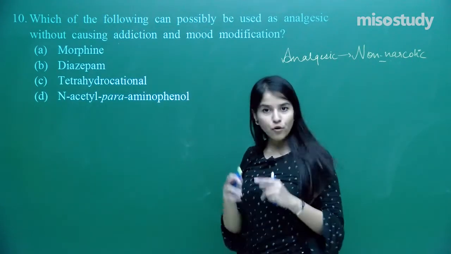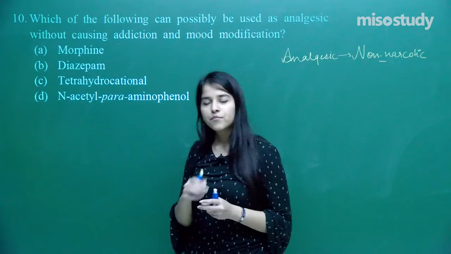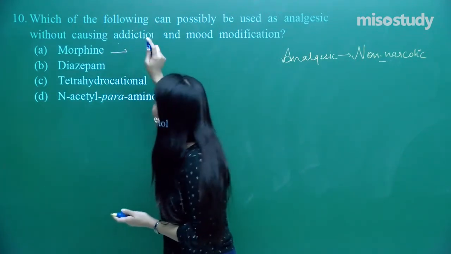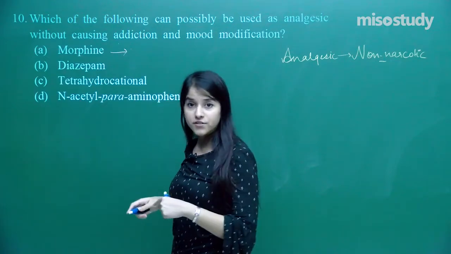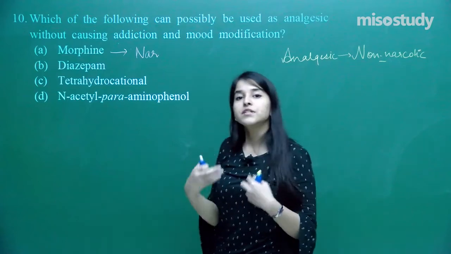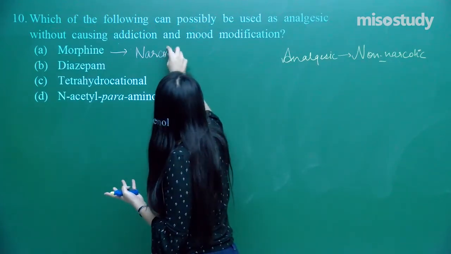So here what do we have? Morphine. What is morphine? Morphine is nothing but a drug. A drug, yes, definitely. But what kind of a drug? That is a narcotic drug. So that is narcotic, producing sleep, producing addiction. So that is a narcotic drug.